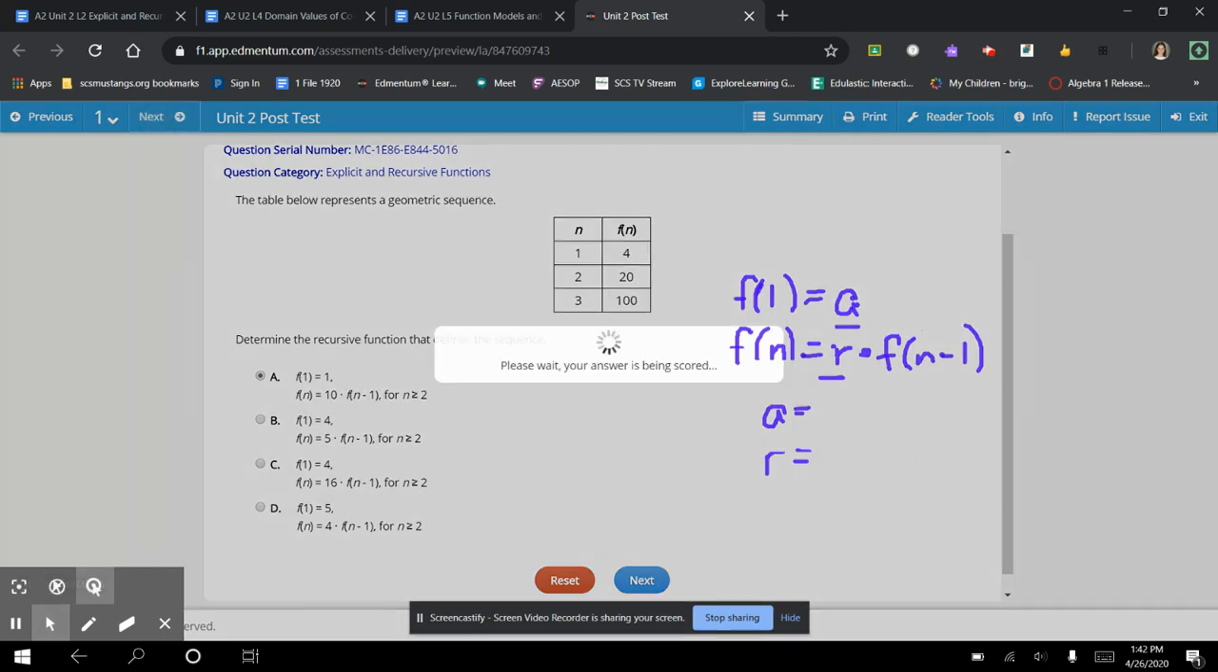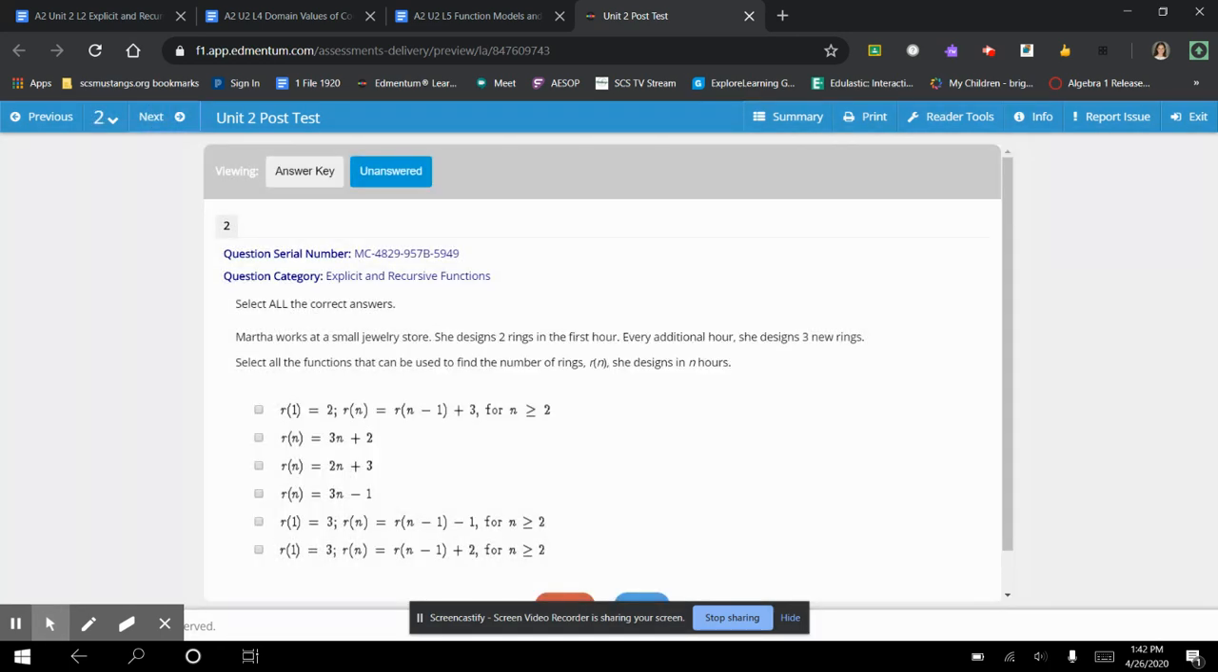Looking at number 2. Number 2 says Martha works at a small jewelry store. She designs 2 rings in the first hour. Every additional hour, she designs 3 new rings. Select all the functions that can be used to find the number of rings, R of n, she designs in n hours. So with this one, we need to make a decision.